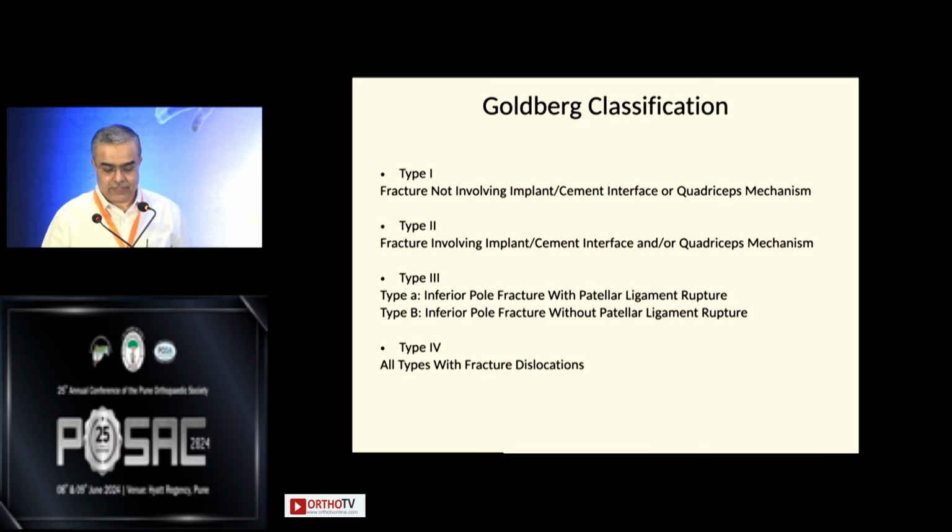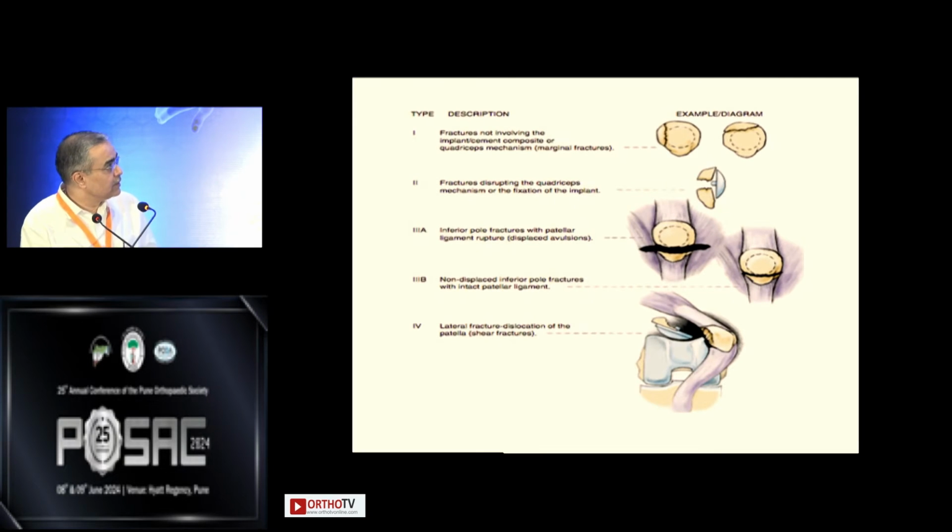Metal back patellar component and inset patella component, again these types of implants, patient is likely to develop patella fracture. Goldberg classification states type 1 is not involving implant or cement interface, type 2 is involving implant or cement interface and disruption of the quadriceps mechanism. Type 3 is inferior pole with patellar ligament rupture, type B is with intact patella ligament, okay. And this is type 1. And with stable, we can conserve this, whereas all other types you need operative treatment.